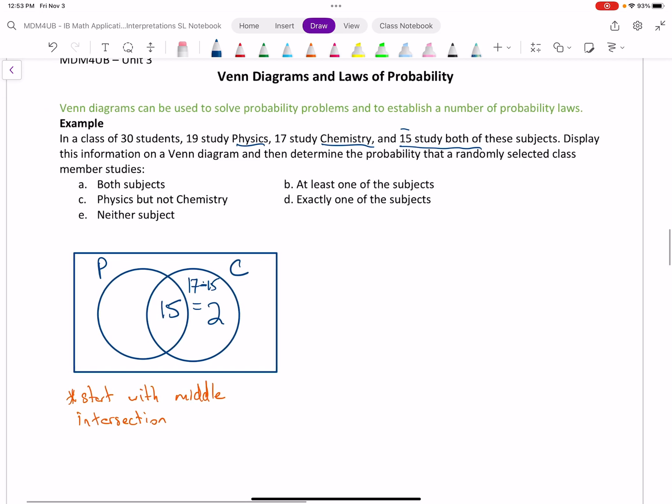And then the physics, we'll do the similar thing. We've got 19 who study physics, so 19 minus 15. And so the total who are just physics would be 4.